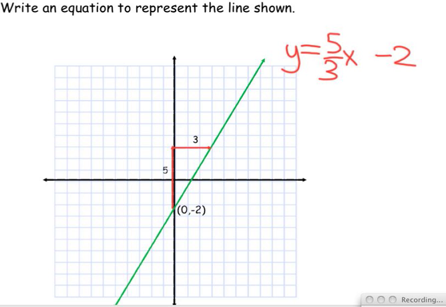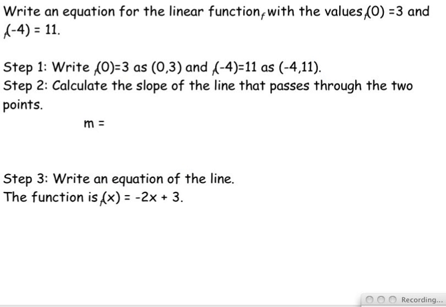So moving on here. It says write an equation for the linear function with the values f of 0 is equal to 3 and f of -4 is equal to 11. First things first, you're going to look at this. You can rewrite these as points. So this is going to be the point 0, 3. I know people feel more comfortable when they've got the points written out that way. Second, calculate the slope. What's the slope going to be?